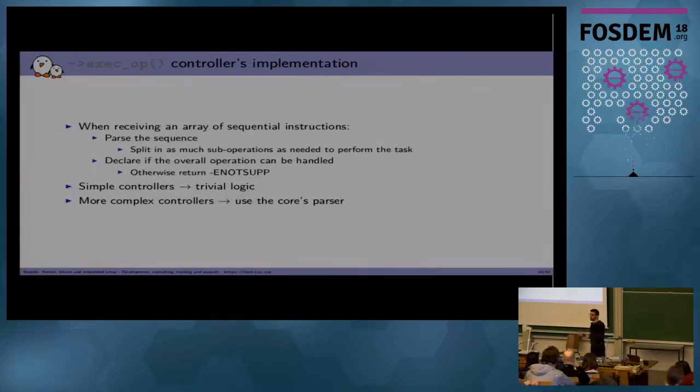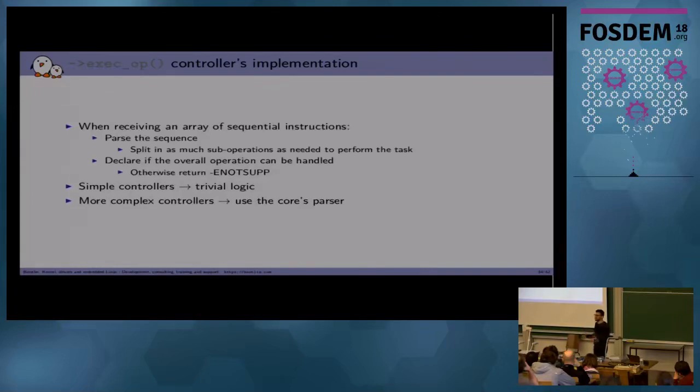So yeah, what do you have to do in the execop implementation from the controller driver side? You will receive an array of instructions. First, you have to parse the sequence and split it into as many sub-operations as needed. If you think your controller won't handle this operation, you have to return an error. And this is another difference with the command func approach, where no error code was returned if the operation couldn't be handled. This way, the NAND core will be able to maybe try another way.